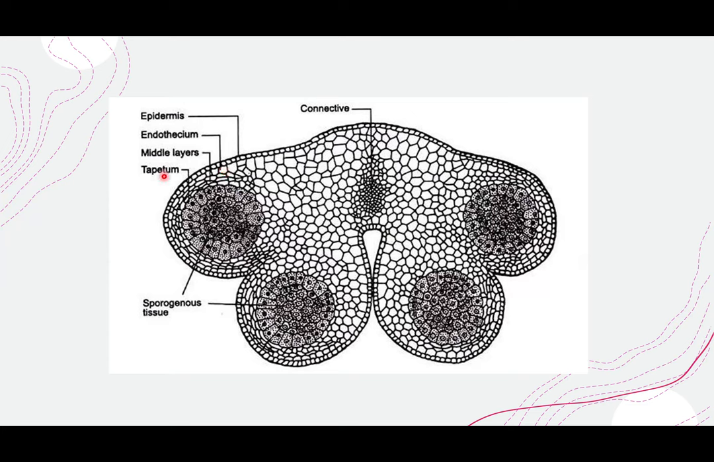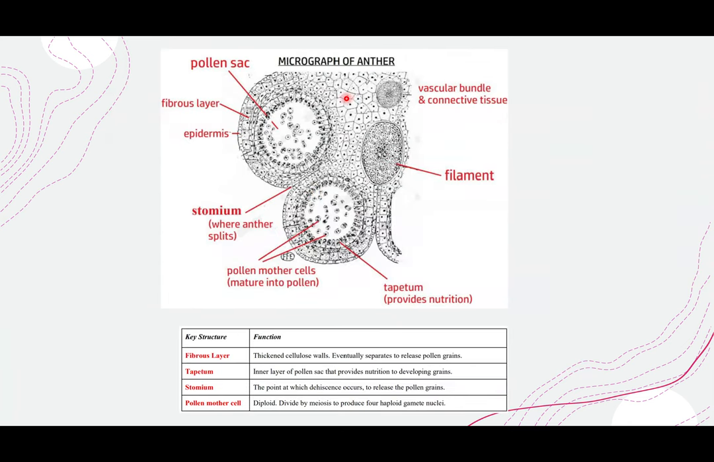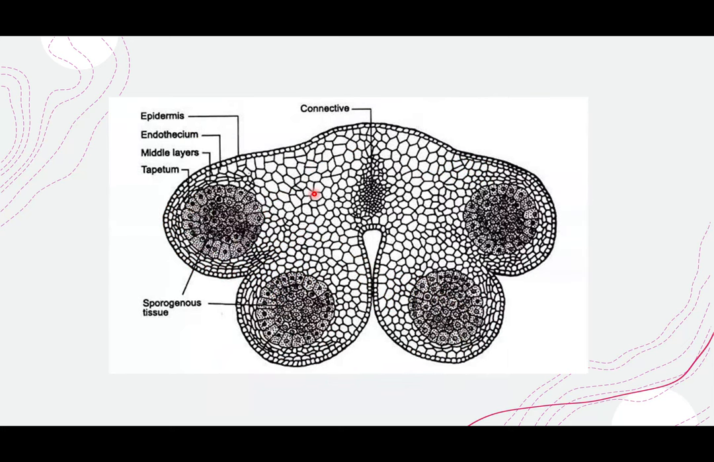Right, so we have the endothecium. Specifically, the endothecium is what we were calling up here, the packing tissue. So the general cells would be what we call the endothecium. Then we're going to have the middle layers, which are generally fibrous tissue.